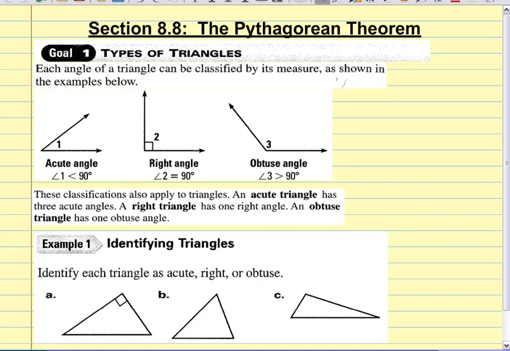Okay, folks, section 8.8, the Pythagorean theorem. Please make sure that you say it the correct way so that you sound like you know what you're talking about. I know you know what you're talking about, most of you, but I want you to sound like it. All right, so this is pronounced Pythagorean theorem.